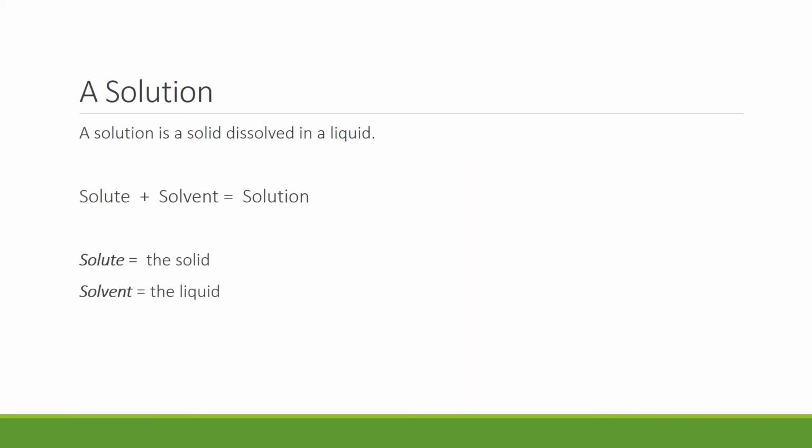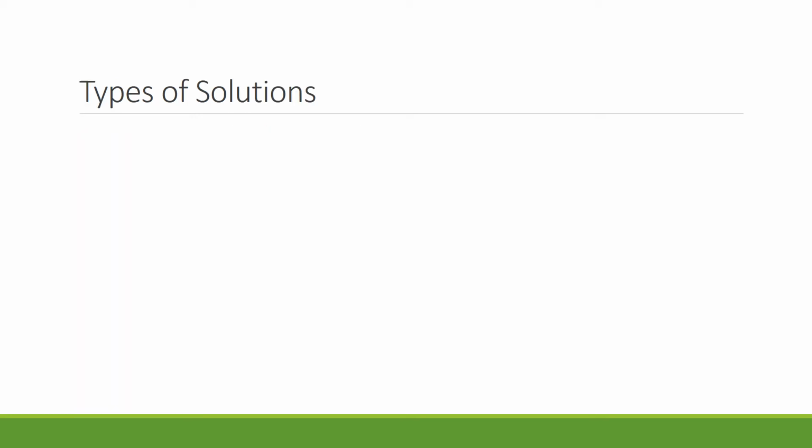I'm sure you've heard the term solution before. A solution is a solid dissolved in a liquid. That's sometimes described as a solute plus a solvent equals a solution. The solute is the solid and the solvent is the liquid. There are three types of solutions: a hypertonic solution, a hypotonic solution, and an isotonic solution. We'll talk about each of these on the slides that follow.